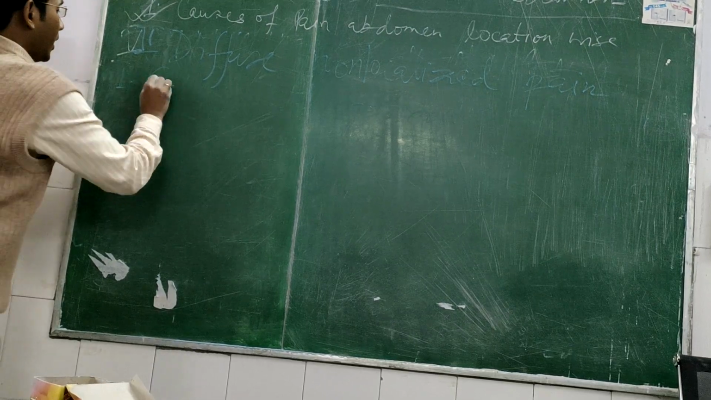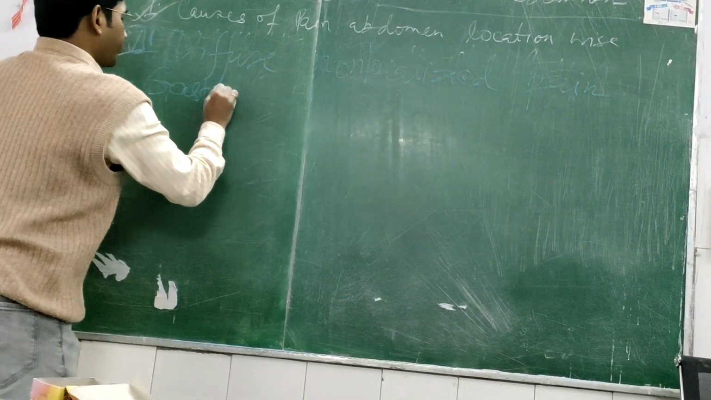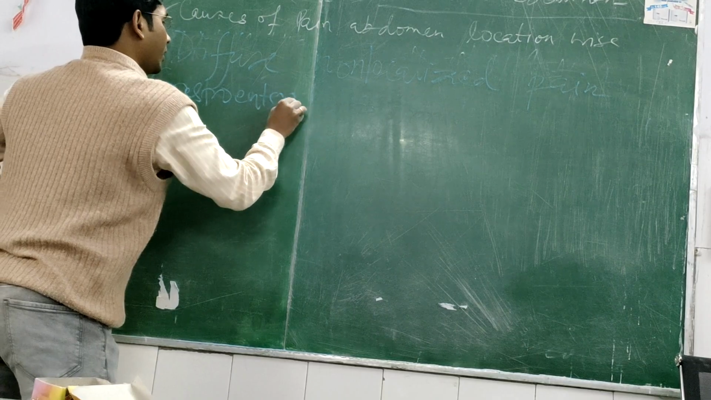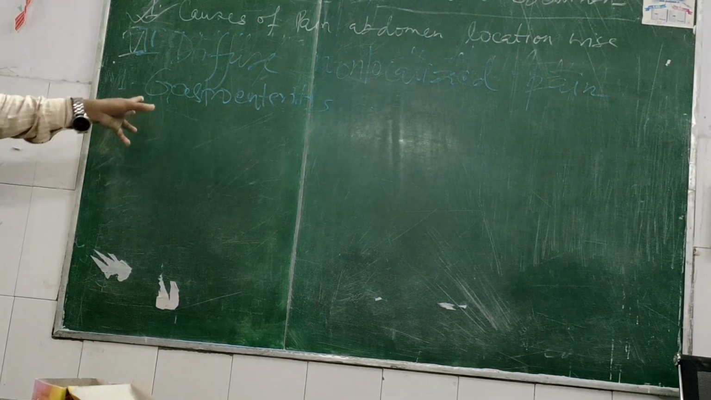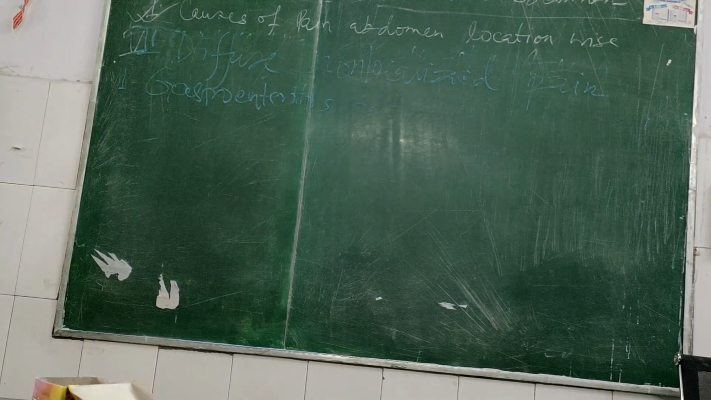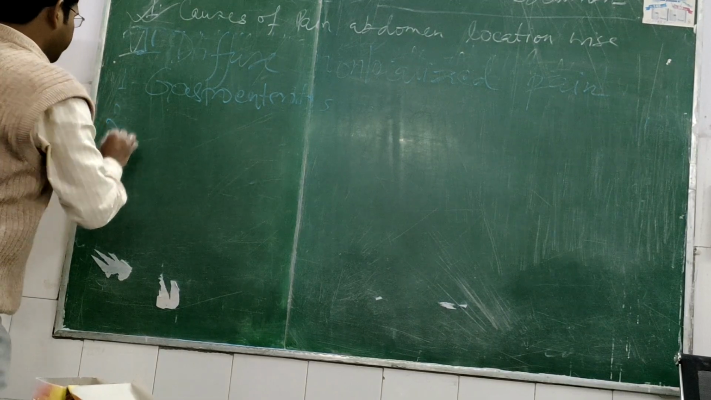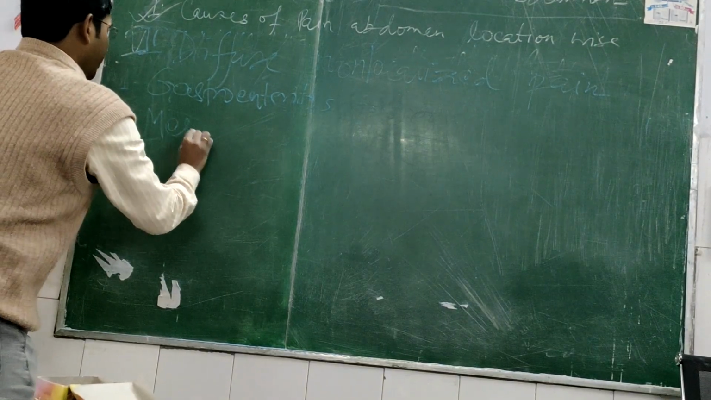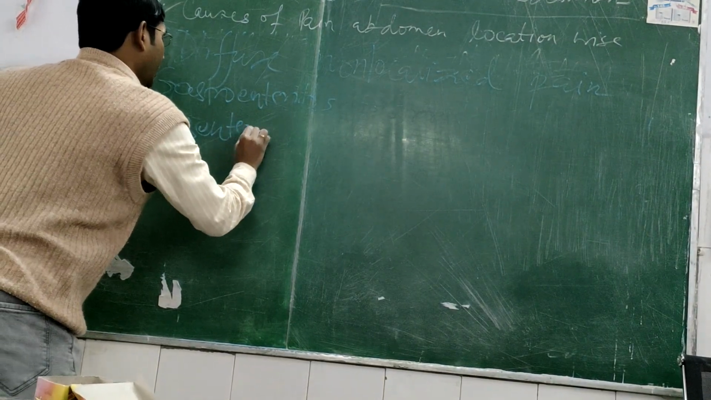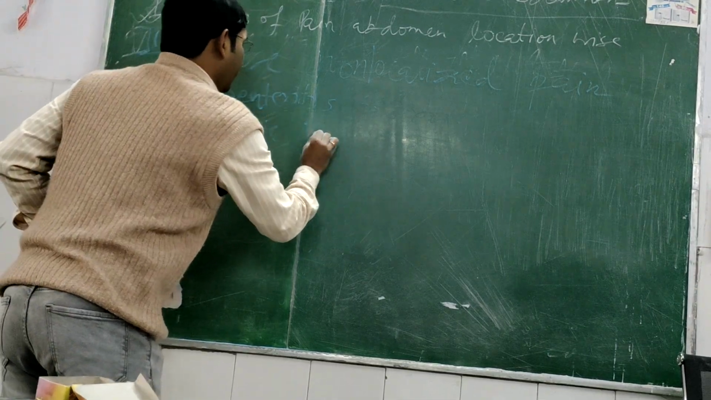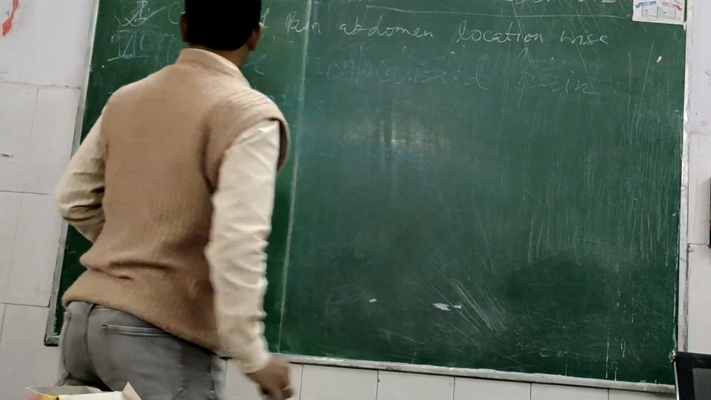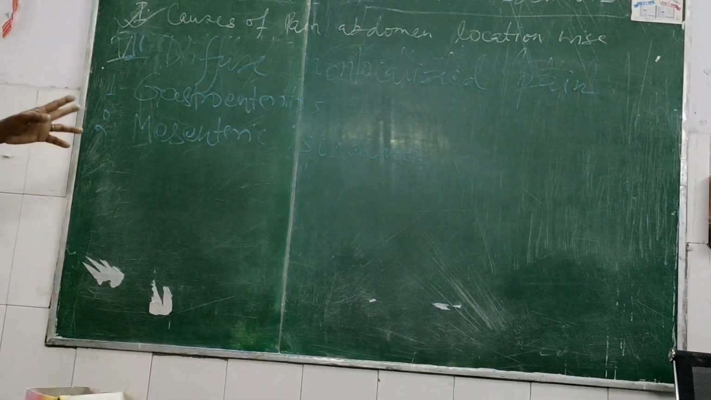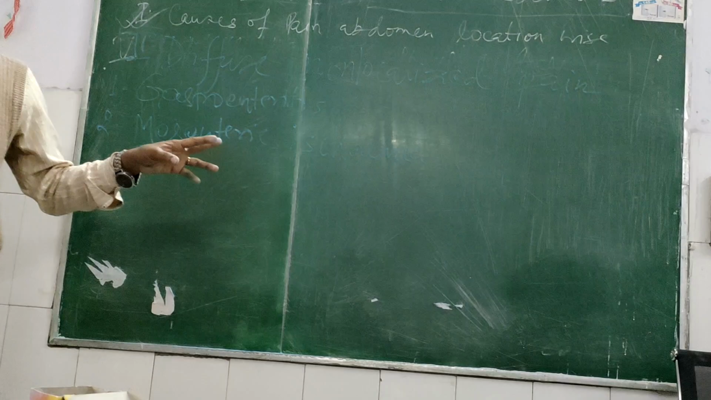Number one will be gastroenteritis. Pain of gastroenteritis can be periumbilical as well as diffuse throughout the abdomen. Gastroenteritis, mesenteric ischemia. One should also think about mesenteric ischemia.